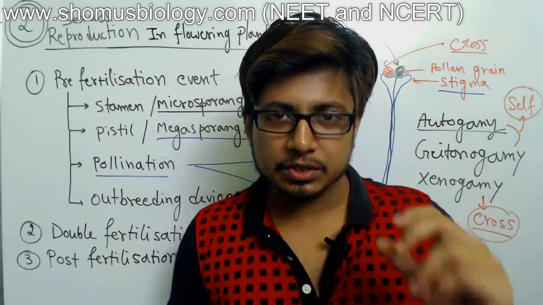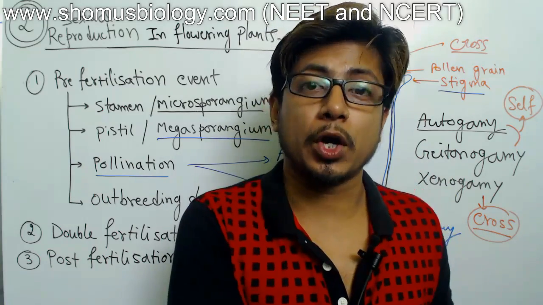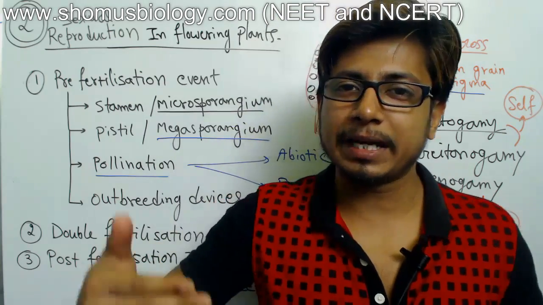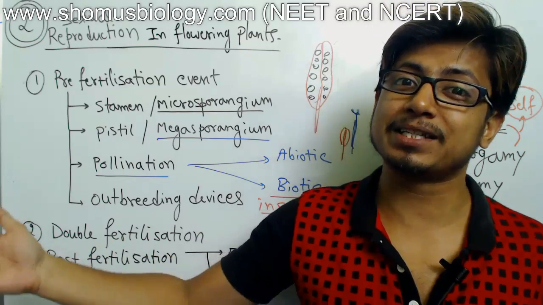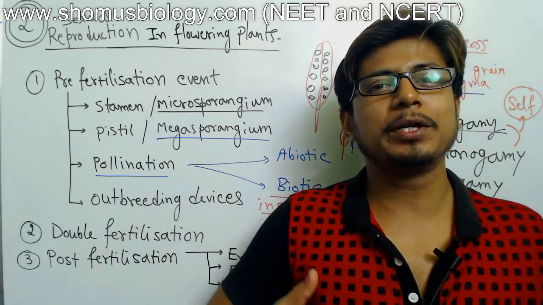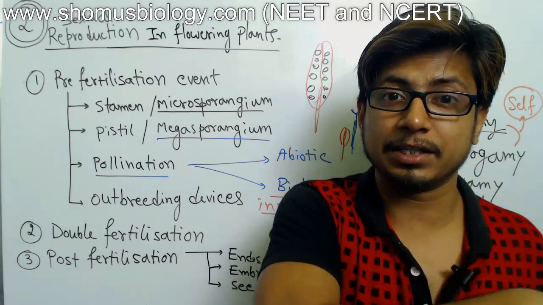Now that zygote needs to divide, and that zygote will convert into an embryo. Once the embryo of a plant is formed, that embryo can give rise to a future generation of that same plant species. That's the idea of sexual reproduction: produce an offspring from an existing one with the help of fertilization.